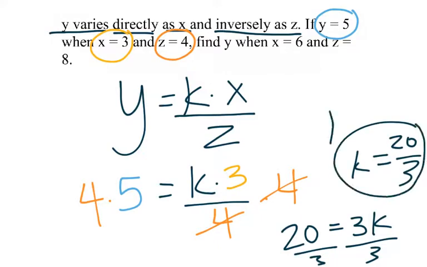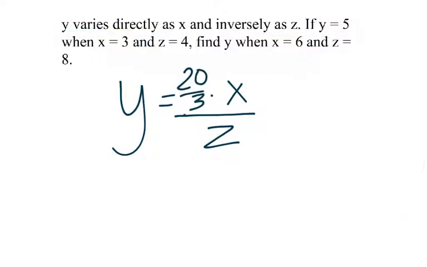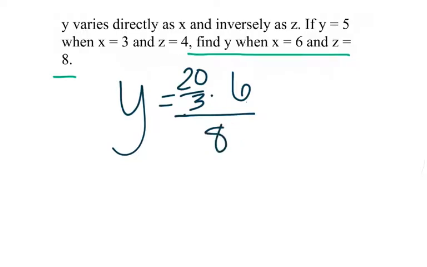So I'm going to take this K value and plug it in right here. So now I'm going to write my new equation so you can see it a little bit better. Okay, and then the last part is what you're actually trying to find. So X equals 6. I'm going to replace X with the number 6. And Z equals 8, so I'm going to replace that with 8. So I'm going to do 20 divided by 3 times 6, and then divide it by 8. Alright, so Y equals 5.